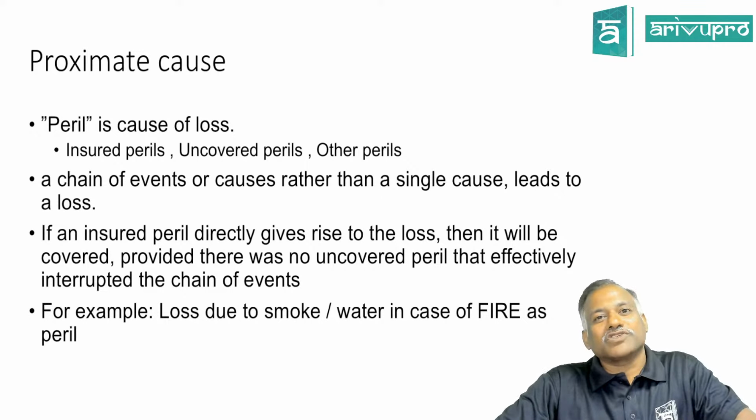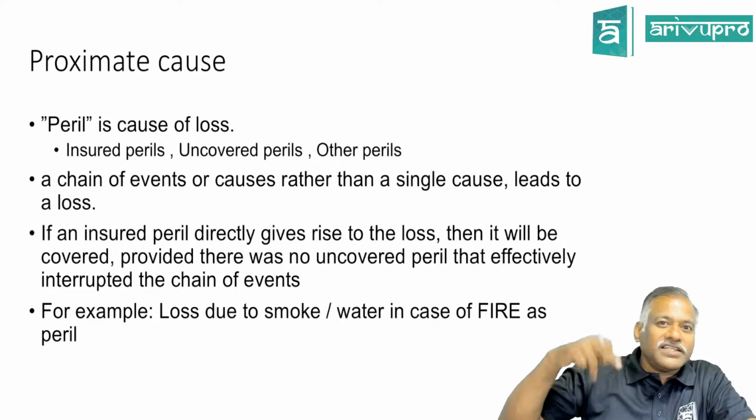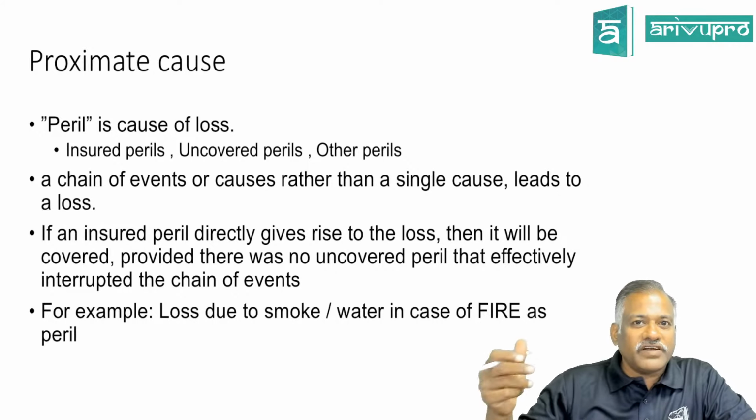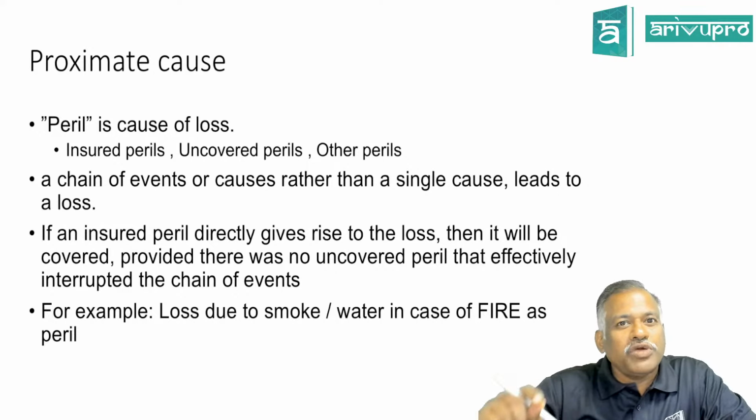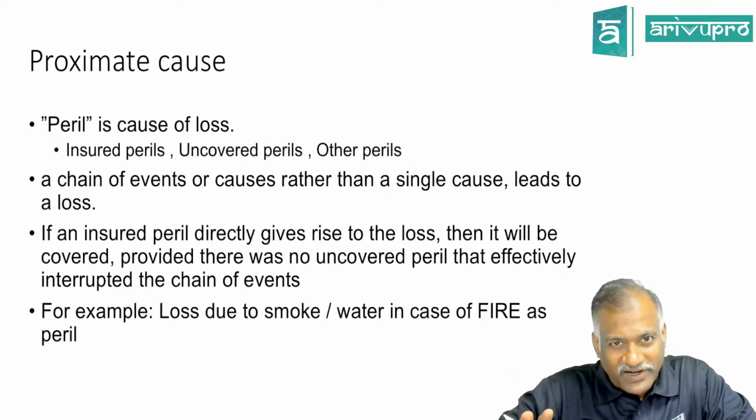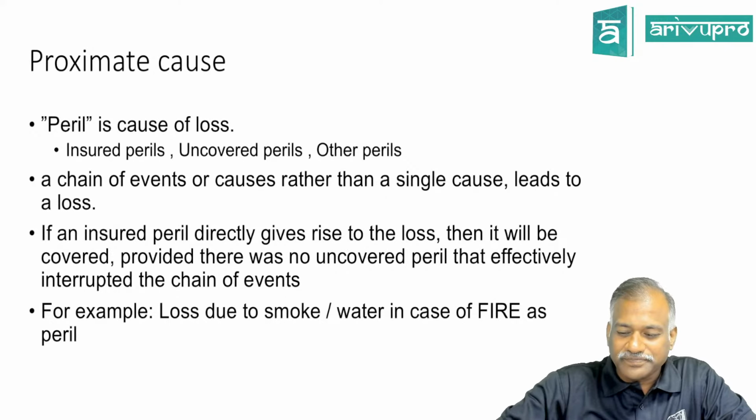So that is what the proximate cause is. So let us understand there is a chain of events, and in the chain of events, the chain should not be broken by any uncovered peril. That's the main important point here.